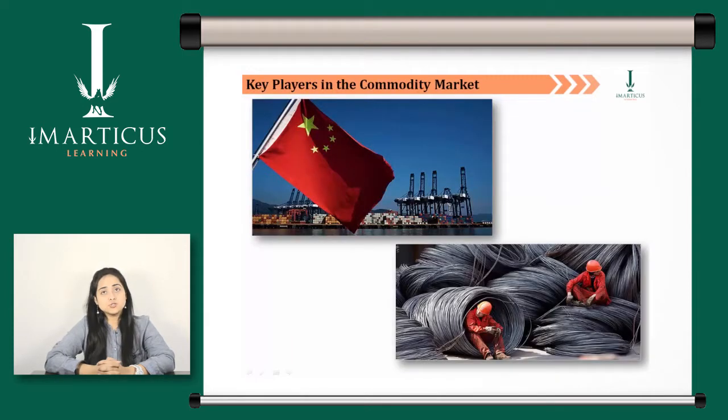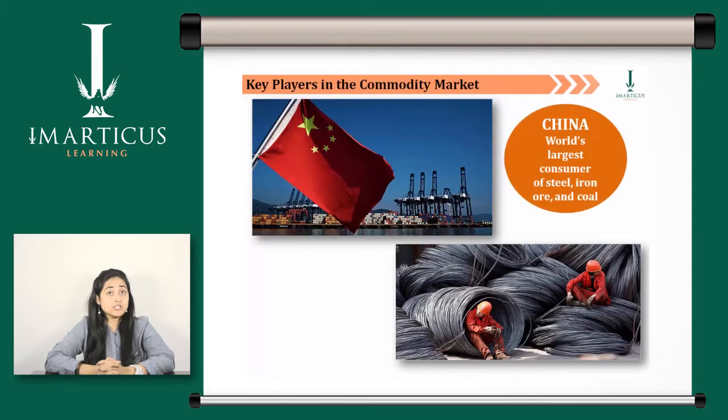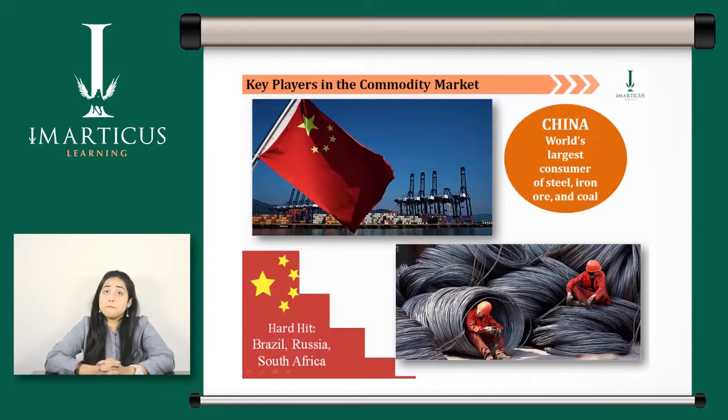Besides oil, China consumes a whole lot of other commodities as well. China is also the world's largest consumer of steel, iron ore, and coal. As you can see, China has a pretty big hand in the commodities market. The impact of China's economic activity and its policy related to strategic reserve holding, trade, and environment are often seen as having a large impact on commodity prices. A slowdown in China is bad news for commodity-driven countries like Brazil, Russia, South Africa, and so on.